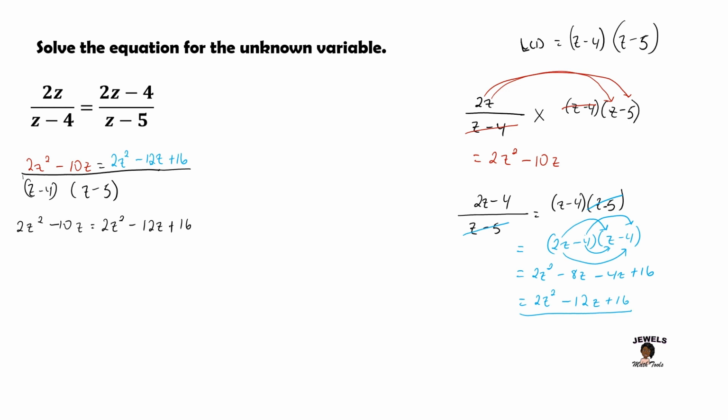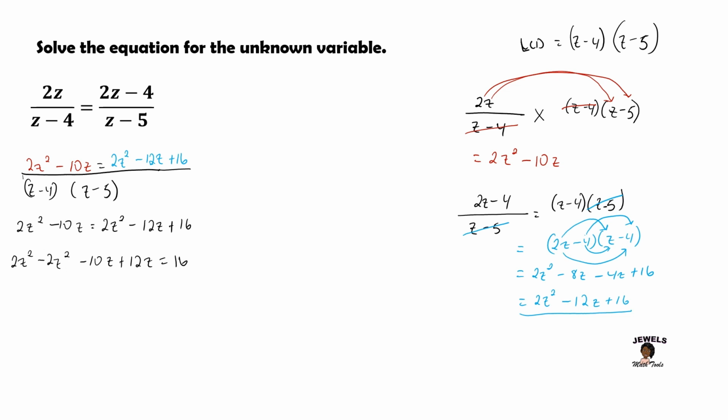So let's collect our like terms together. So we have 2z squared, and I'm bringing this 2z squared over to my 2z squared. So it's just added here. I'm going to subtract it on the opposite side. Now I have minus 10z, and my 12z is being subtracted. So when I move that to the left hand side, that will be plus 12z. And my 16, for the moment, I will just leave that there.